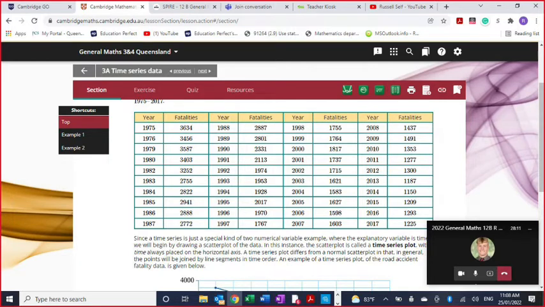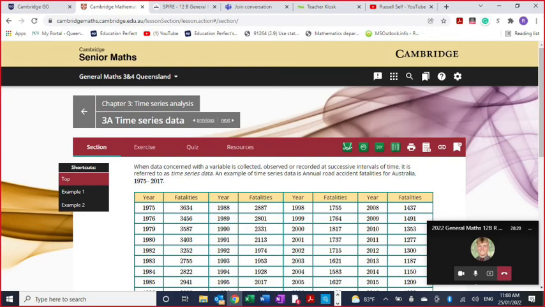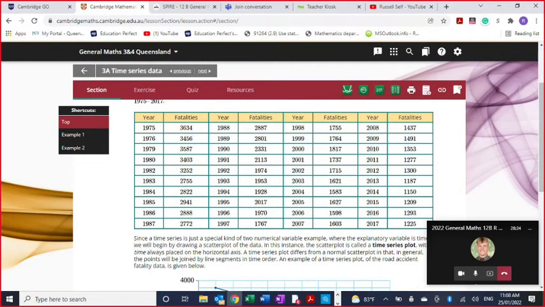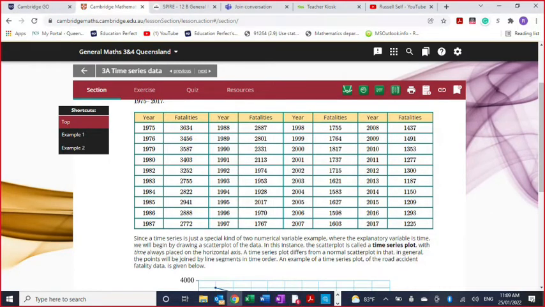So in this case, they're measuring these things by years. You see there's several columns for years, and what they're measuring is fatalities, and it's considered road fatalities for Australia. You're also going to see that the book really likes to make sure that the things they are working with are somewhat relevant to your everyday life.